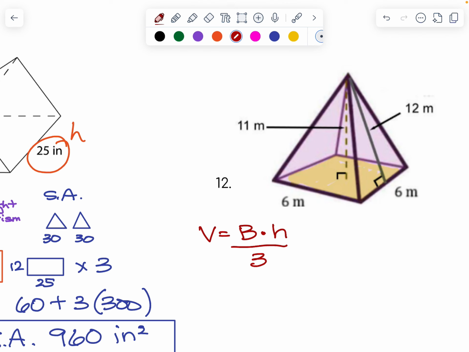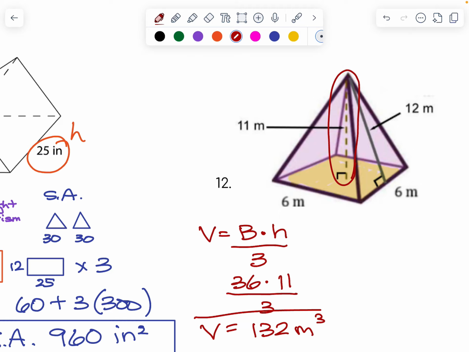All right, so let's do the area of the base. It's a 6 by 6 square, which is 36. The height of the whole prism, look at that. The prism is 11 divided by 3. Volume is 132 meters cubed. All right, the next one is surface area.